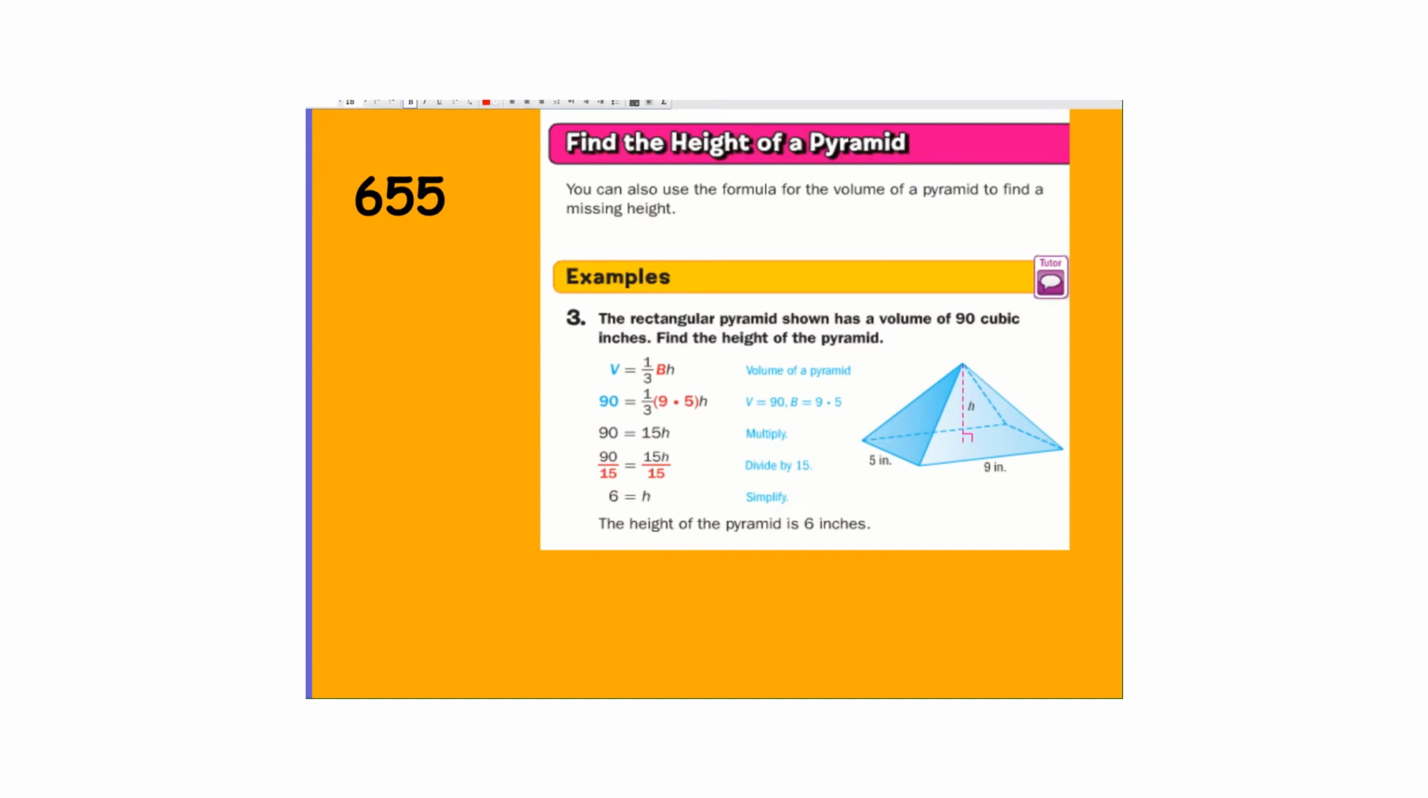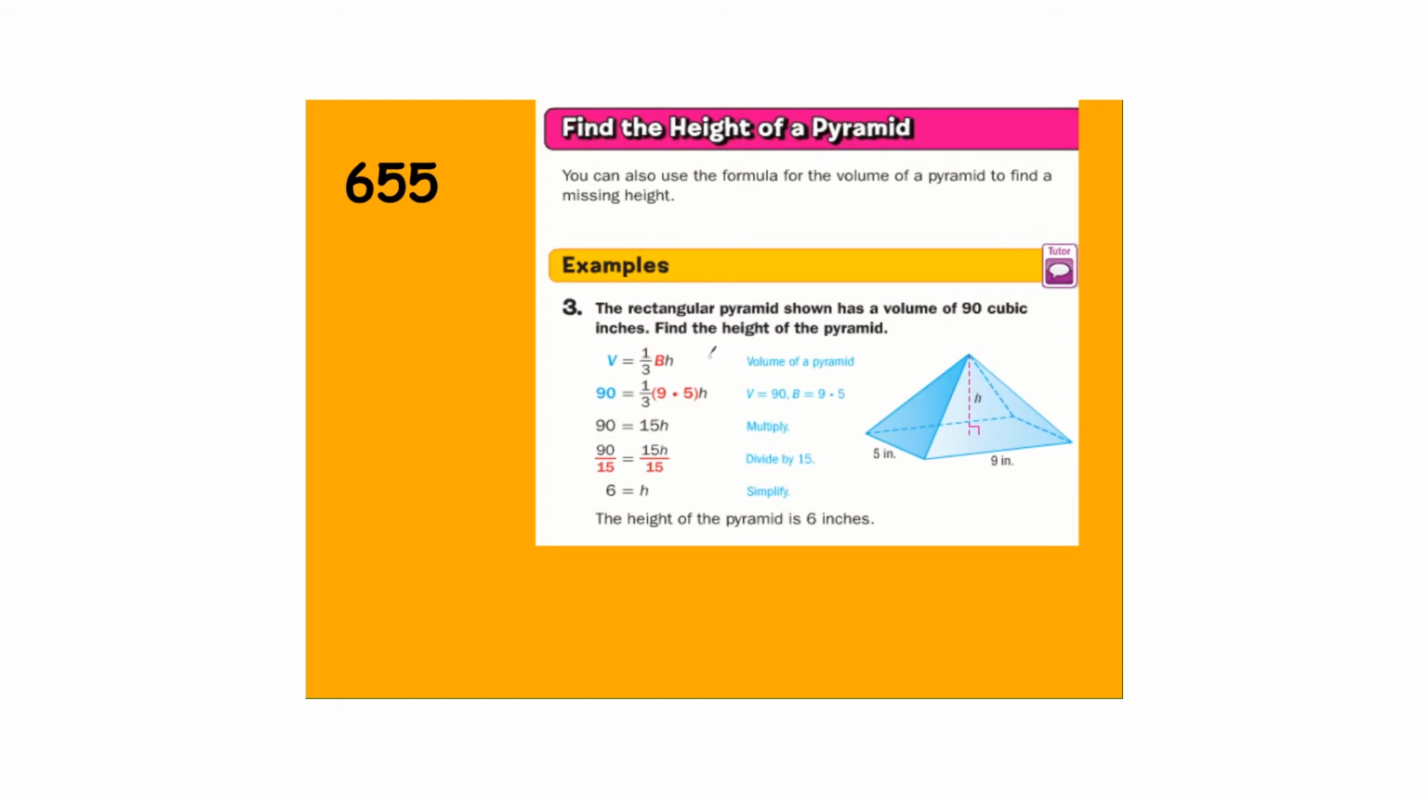Now they're just telling you what the volume is. So first thing I would do is you write down this formula, just like they did. They told you the volume, and you just write 1/3 capital B times H. What is the capital B? It is the area of the base. It's 9 times 5, so it's 45.